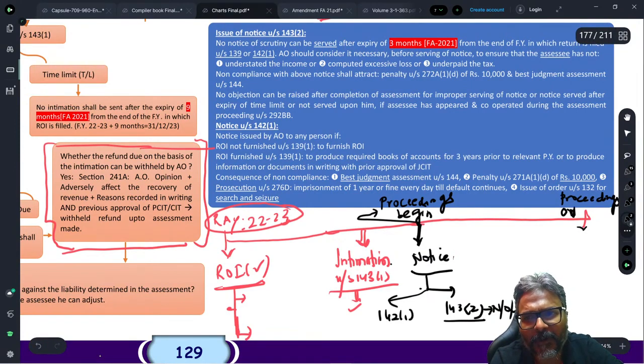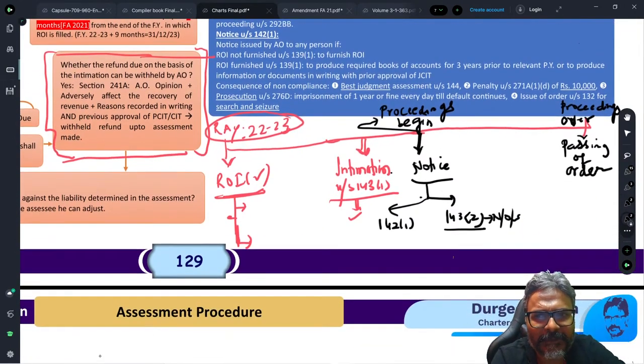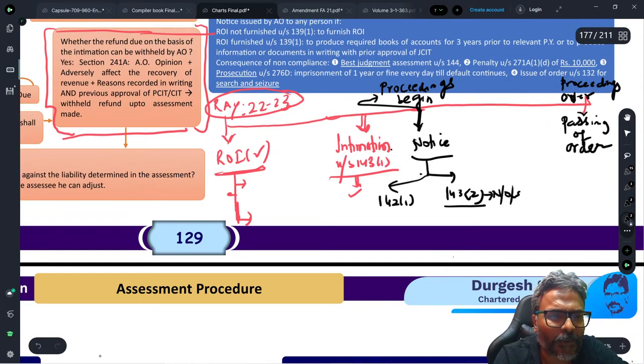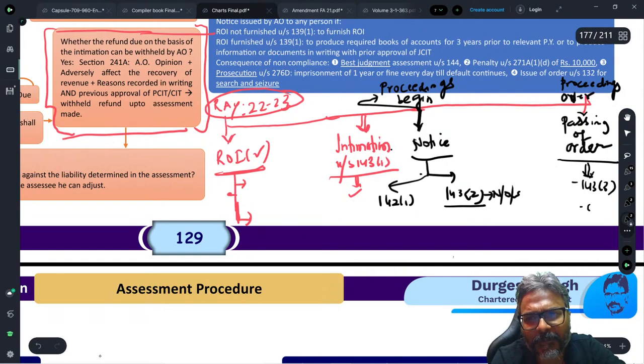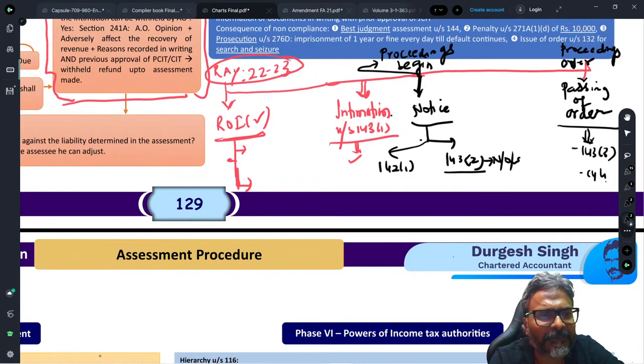The proceeding is over on what? On the passing of the order. So the moment the order has been passed, the passing of the order will complete the proceedings. Do you know under which section the order will be passed in this regard? The order that will be passed would be under the two sections 143(3) and 144. These are the regular assessment orders, students. The order under 143 or the order under 144 are nothing but the regular assessment orders. That is what they are trying to suggest in this particular case.